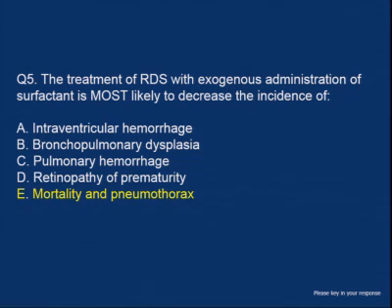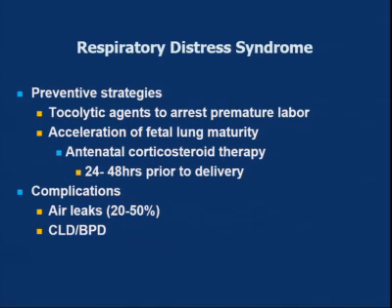Just so you know, in many, many countries, surfactant is not available, and babies continue to die from respiratory distress syndrome. There are some preventative strategies. Obviously, if you want to prevent respiratory distress syndrome, you have to prevent prematurity. Short of that, we can give moms a couple of doses of corticosteroids. Corticosteroids stimulate fetal maturation, not just the lungs, but also the brain, the heart, the intestine, and skin.